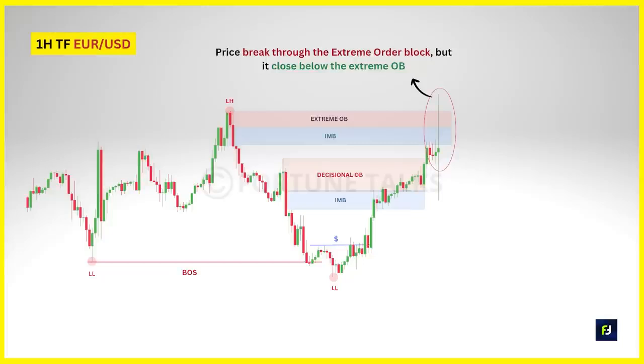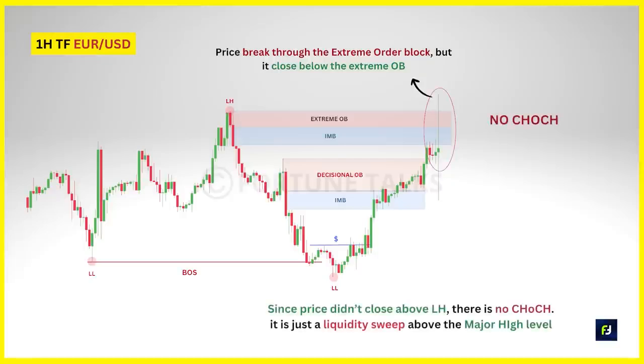During such an instance, most market participants would expect a change of character. But someone who knows deeply about liquidity and manipulation would wait for the price action to complete. And as expected, the price did not break and close above the previous swing high. Instead, it was sweeping the external liquidity available above this major swing high, which is none other than retail stop losses and breakout limit orders.